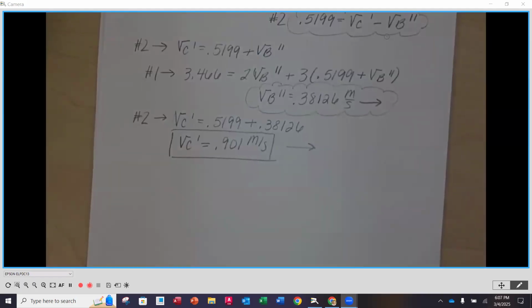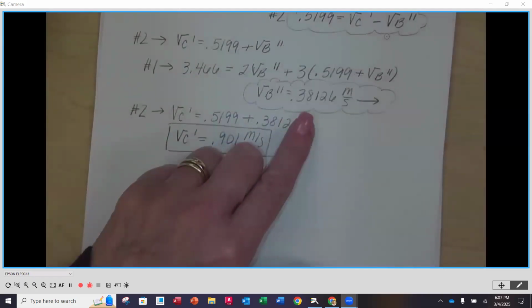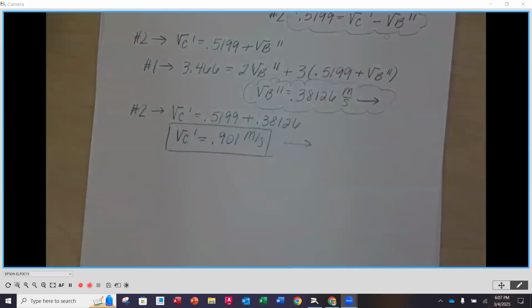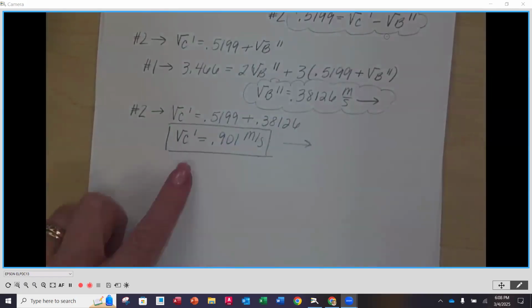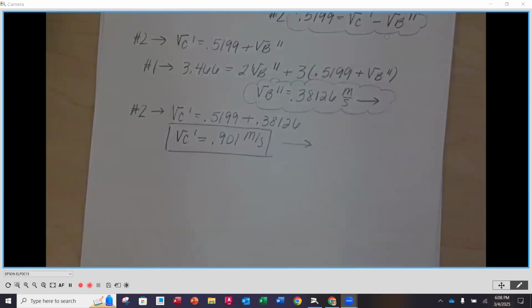So you should get a value of 0.38126 meters per second for VB prime prime, the velocity of B prime prime. You guys get that? Going to the right confirms that direction, came out to a positive value. And then the velocity of C prime after it's hit by B is going to be 0.901 meters per second, also continuing to the right.